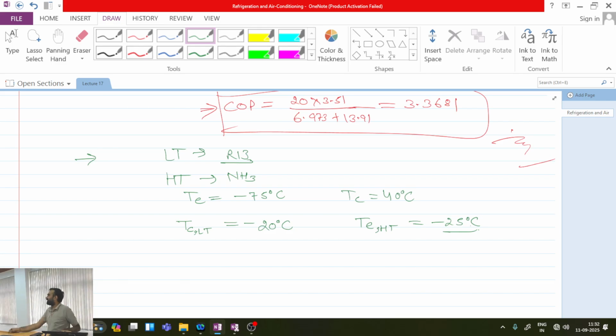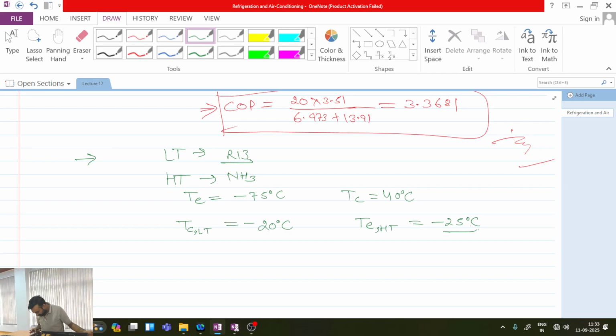For the cascade condenser, if you write down the energy balance, I have already given you, you can calculate the mass flow rate of the HT cycle. After that, from the mass flow rate, you can calculate the work done for the HT cycle. Work done for LT you have already calculated. Refrigeration effect will come only from the LT cycle because we are not using two evaporators here. Our major load is at minus 75. So from there you can calculate COP.